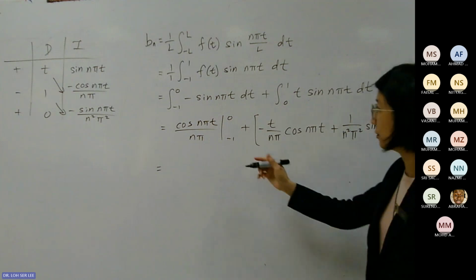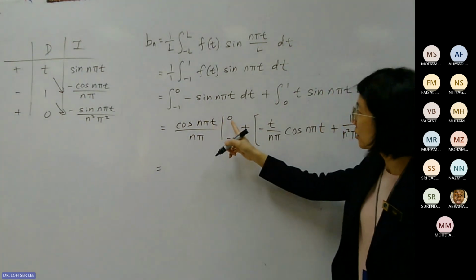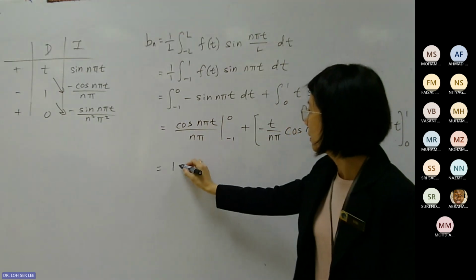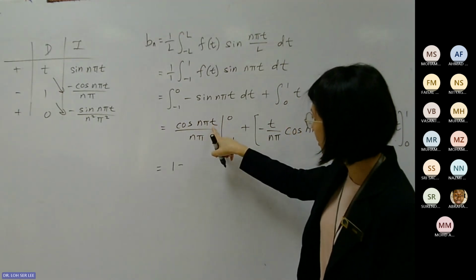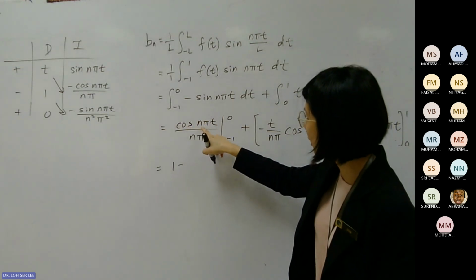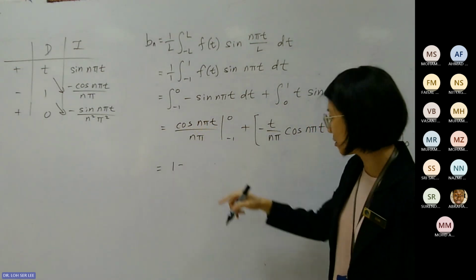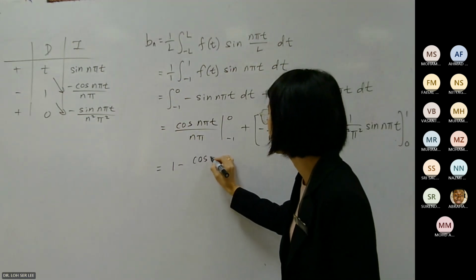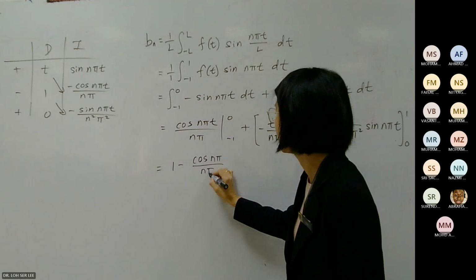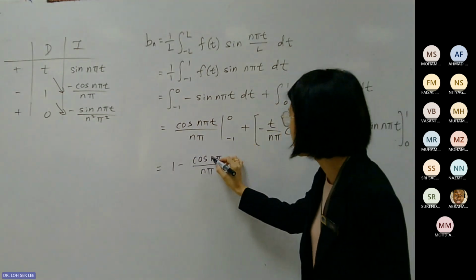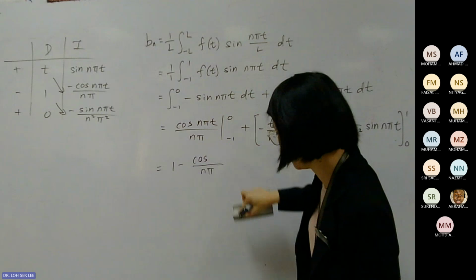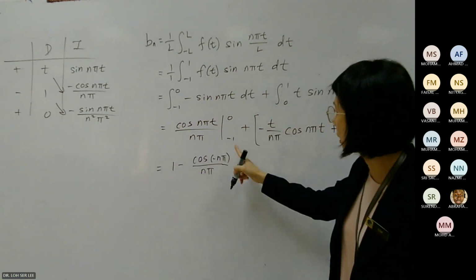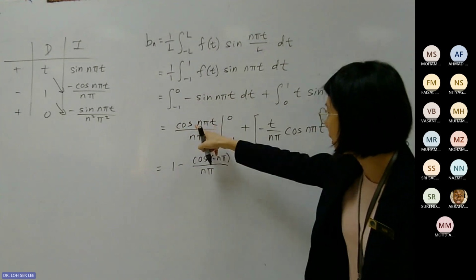Now we substitute the values into t. So 0 into this t, just mean cos 0, 1. Minus negative 1 into this t, we have cos negative n pi. Cos negative n pi is also cos n pi. Put a negative first, easy to compute doing that. Okay, negative 1, and you get this negative n pi.